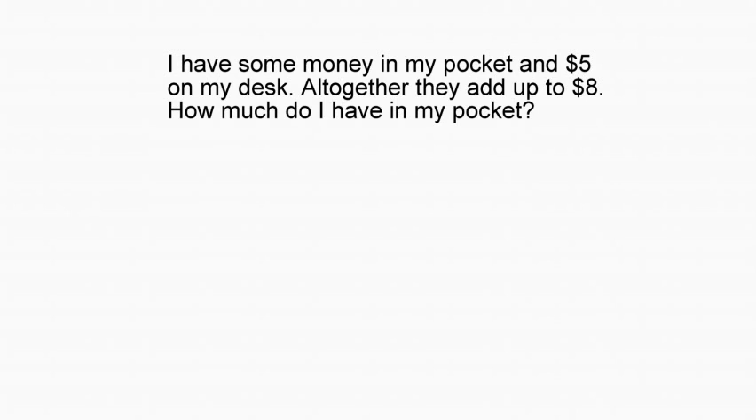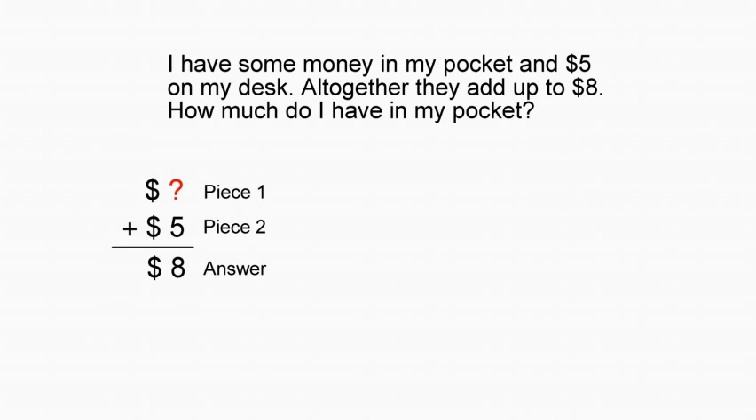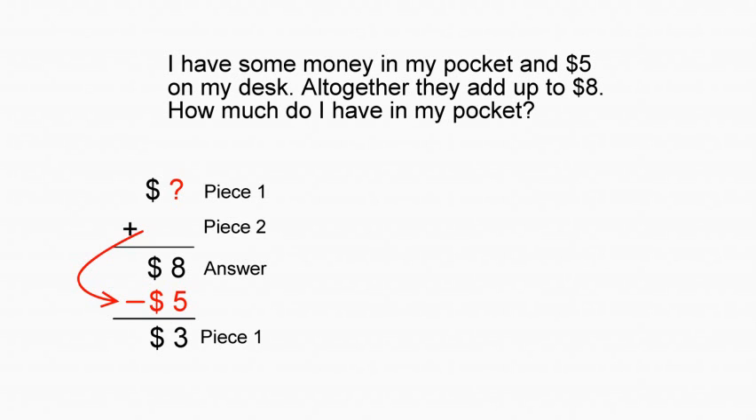Now let me change the problem a little bit. Suppose I have some money in my pocket and I also have $5 on my desk. Altogether I have a total of $8. How much money do I have in my pocket? This is almost the same as the first problem. I'm still adding two numbers together to get the answer, only in this problem one of the pieces is missing and I'm giving the other piece in the answer. In order to solve this problem, I have to work backwards and subtract the piece that's given from the answer to get back the other missing piece. $8 minus $5 is $3, the amount I have in my pocket.